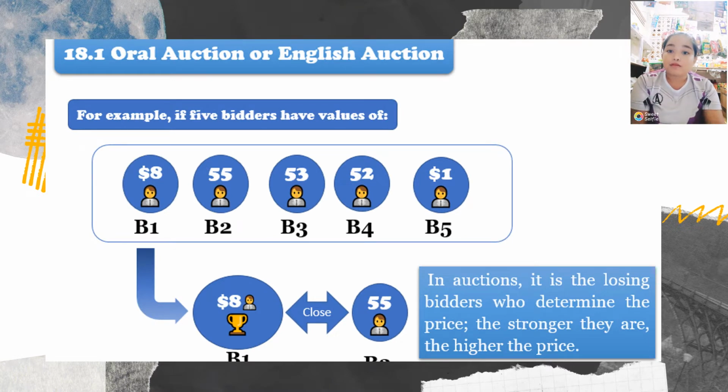An example of this: there were 5 bidders with values of $8, $55, $53, $52, and $1 only. The bidder with the highest value will win at a price close to $55, right after the bidder with the next highest value drops out of the bidding. Note, in an auction, it is the losing bidder who determines the price. The stronger they are, the higher the price.